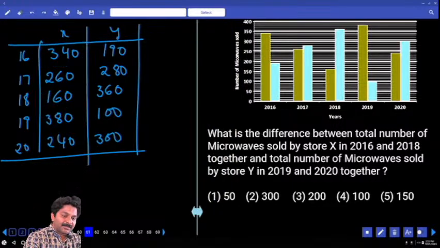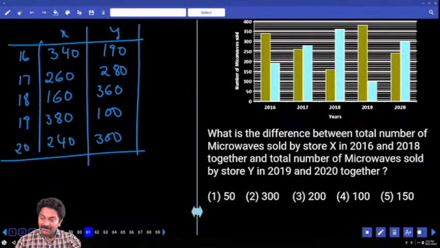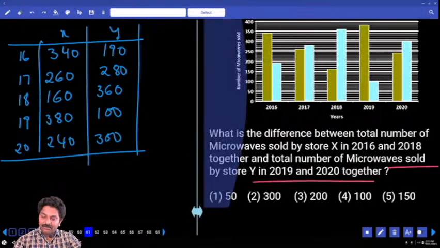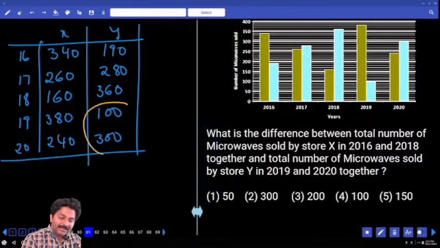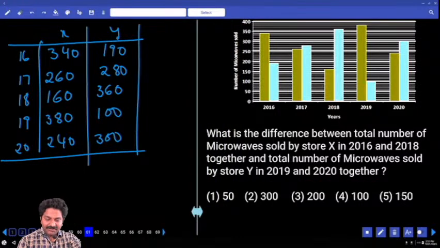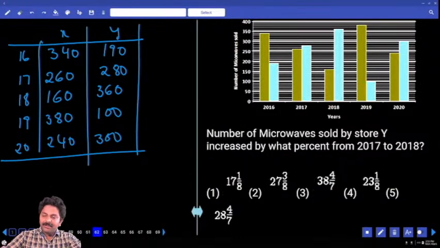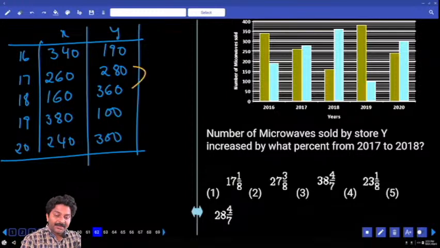X in 2016 and 2018, sum of both the numbers. How much is that? 500. Microwaves sold by store Y in 2019 and then 20. How much is the sum? 400. Difference? 100.